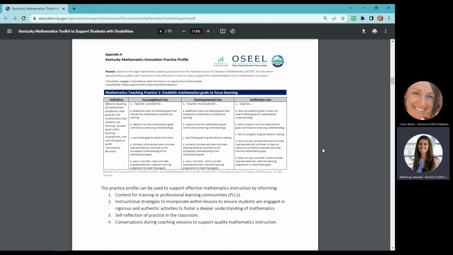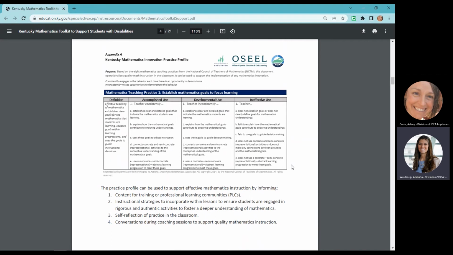Within the practice profile, you can see the blue bar across the top of the rows of the table on the screen. That is the actual teaching practice. Those are each of the National Council of Teachers of Mathematics teaching practices, the high-level foundations of what good quality mathematics instruction looks like. And then you'll see to the left, there's the definition of what that practice means.